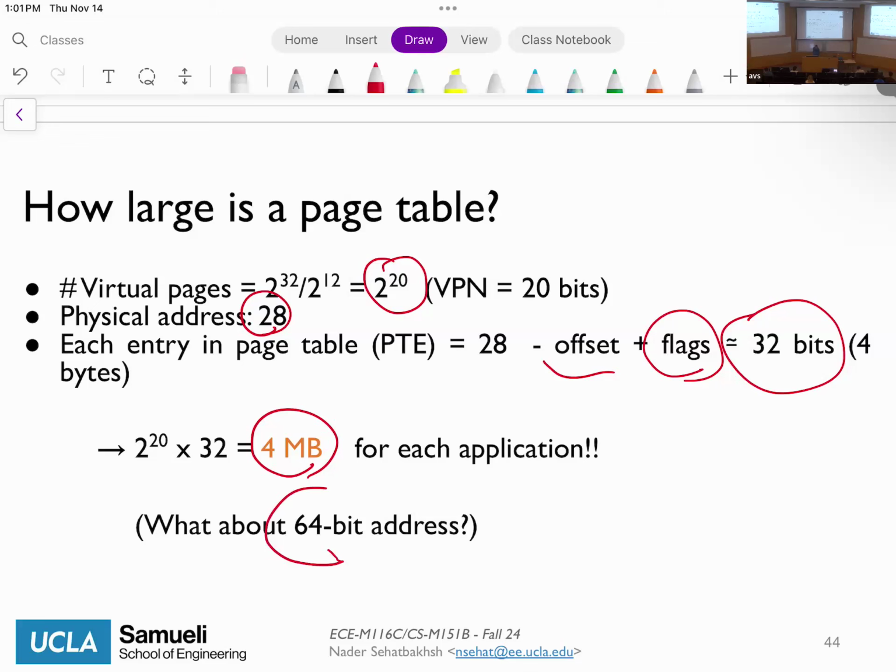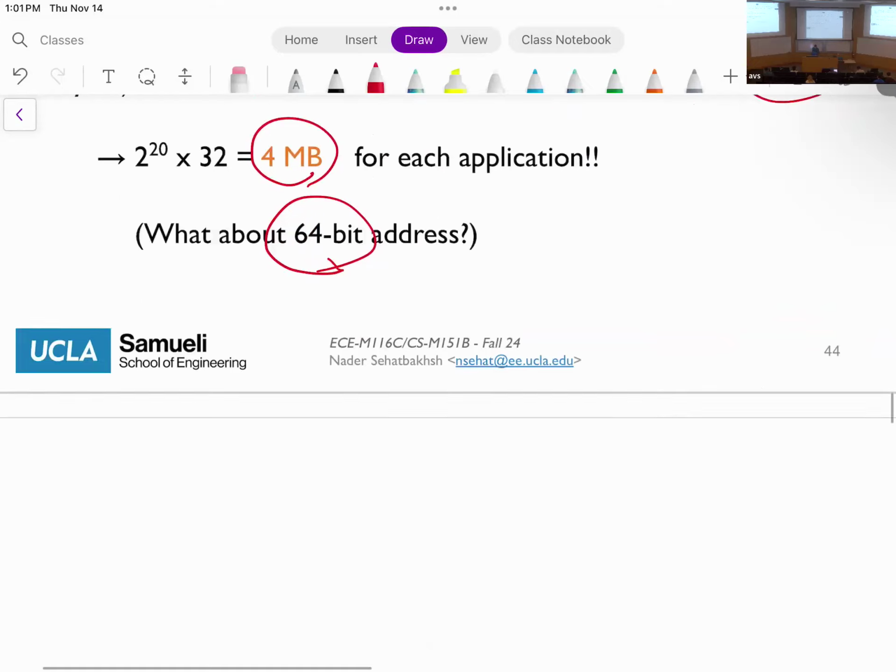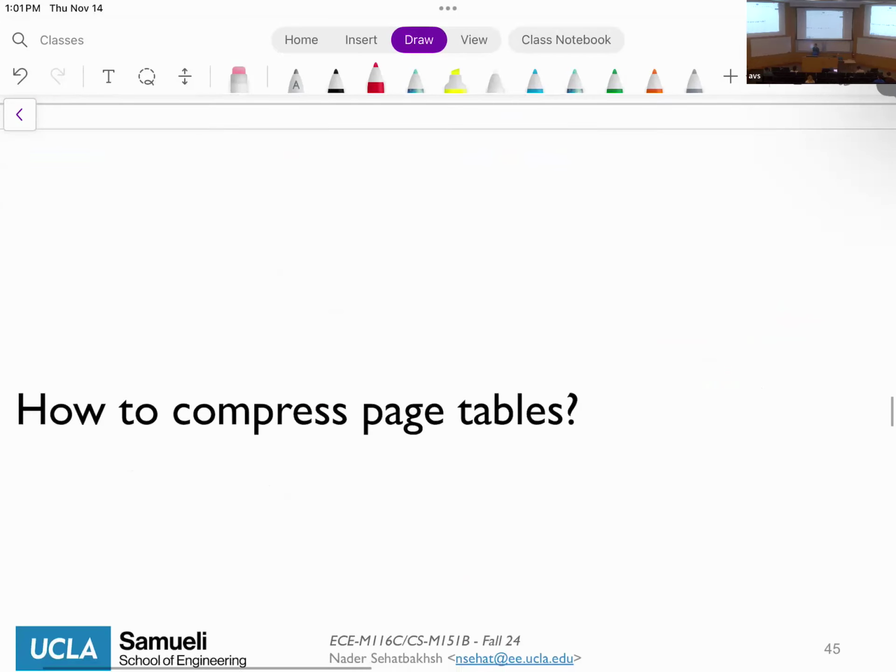And things are going to get much worse if you actually have a 64-bit address system, which more modern systems are actually using. Here I'm assuming 32, okay? So you clearly see that page tables are huge. So we need to find a way to compress them.